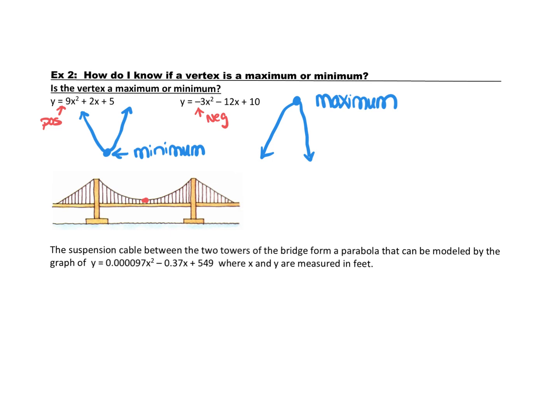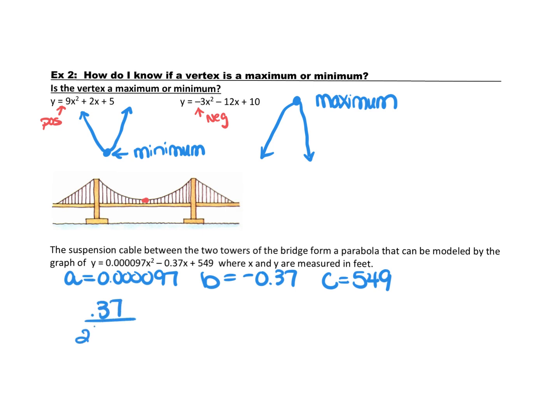So let's start by identifying the A, the B, and the C. So A, our B, and then our C. All right, and the next thing we need to do is find the vertex, so negative B, so 0.37 divided by 2 times A. When you do that, for our x value, it's going to be 1907, so 1,907 feet.